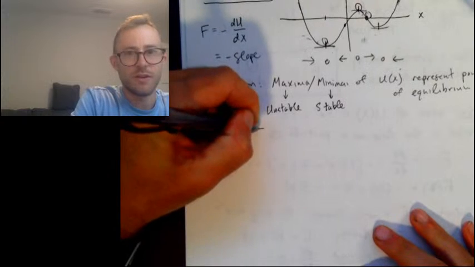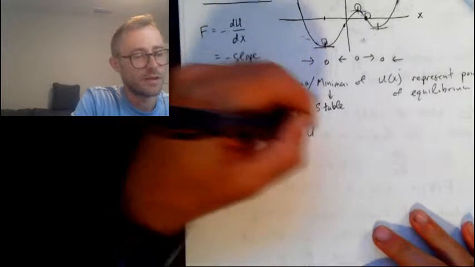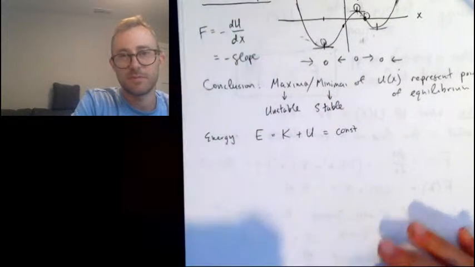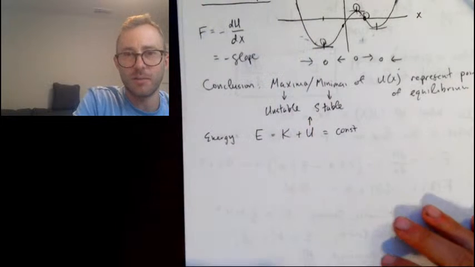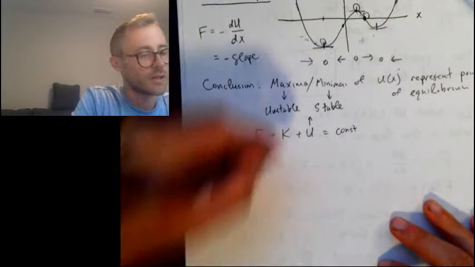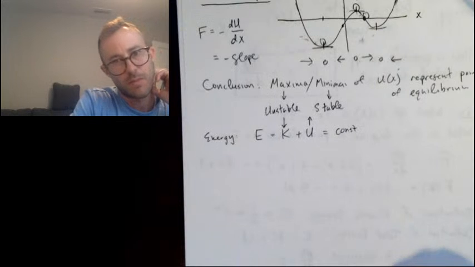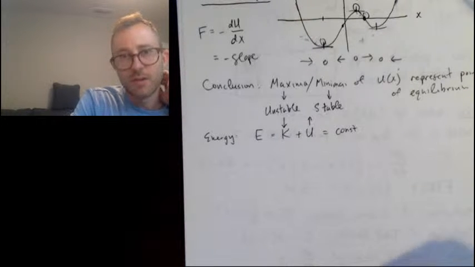Well, we know that energy is kinetic plus potential, and it is equal to a constant. So in particular, if the potential energy goes up, then the kinetic energy goes down. But here's the thing.